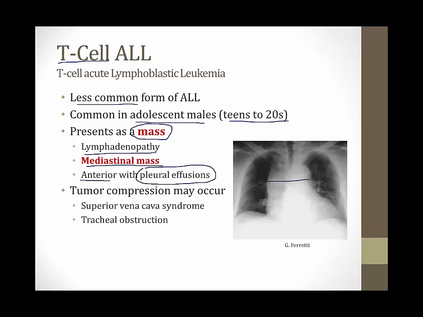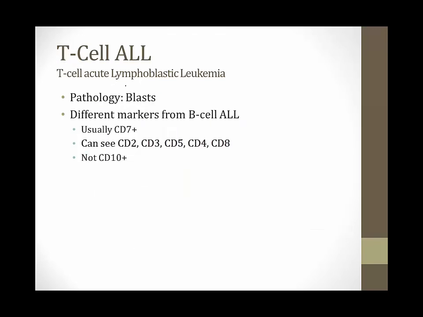Because the tumor can get so large in the chest, it often compresses nearby structures, and you need to know this especially for step 1. It can cause a superior vena cava syndrome where it compresses the flow of blood through the SVC. It can also cause tracheal obstruction, which could lead to difficulty breathing. Pathology specimens in T-cell ALL will show blasts. They're sometimes found in the peripheral blood, they can be found in the bone marrow, and they can be found in the mediastinal masses that occur in T-cell ALL.